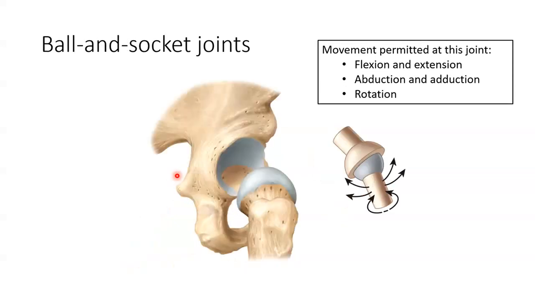And lastly, we have our ball and socket joints, which is somewhat self-explanatory. They consist of a ball-like surface of one bone fitting into a cup-like socket of another bone. These types of joints permit movement around three different axes. So we have, say, flexion and extension, abduction and adduction, and then rotation. Some examples of ball and socket joints are the shoulder joint, and then our hip joint, which is what we have here.